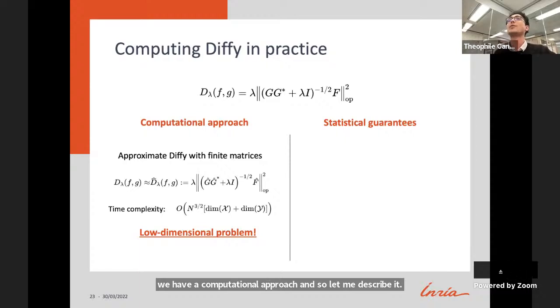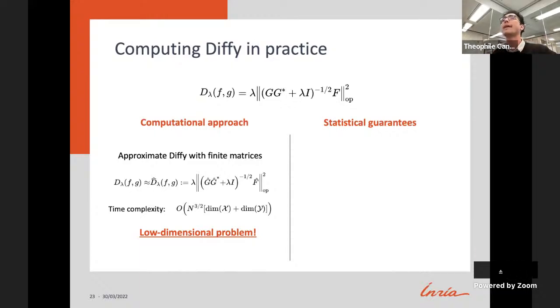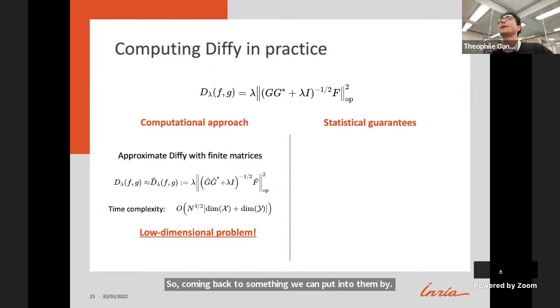The general idea is to say, well, we have operators, they're finite rank. And a finite rank operator, we can represent as a matrix. So that's what we're going to do. We're going to estimate the operators using finite matrices. So coming back to something we can put into NumPy, we're going to use the same formula. And then the operator norm in matrix space should give us a good estimate of the operator norm in operator space, right?